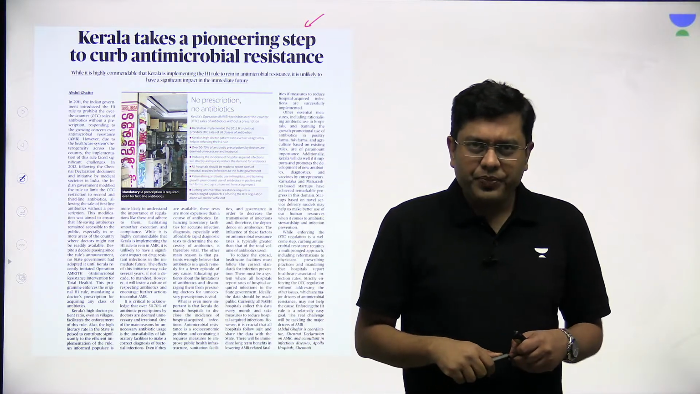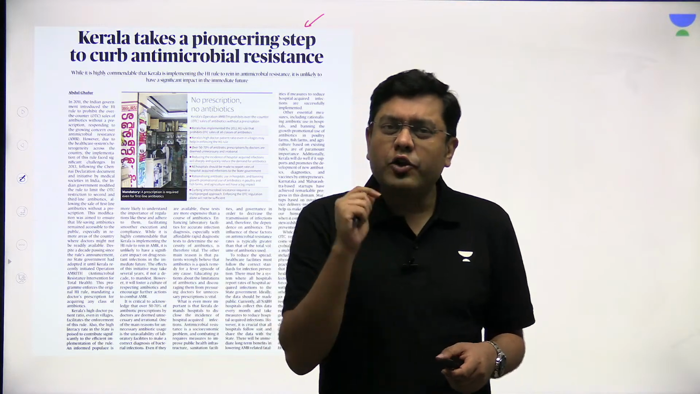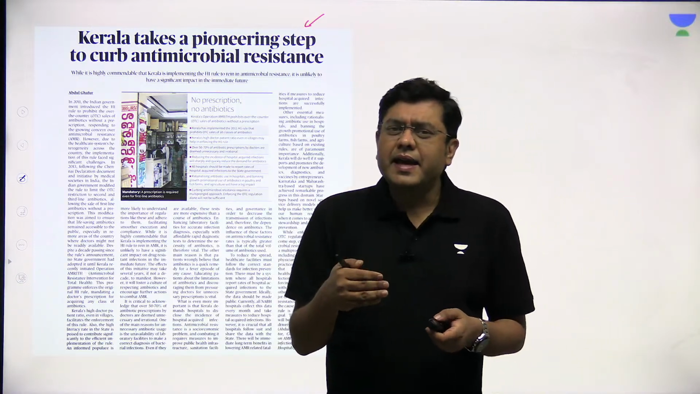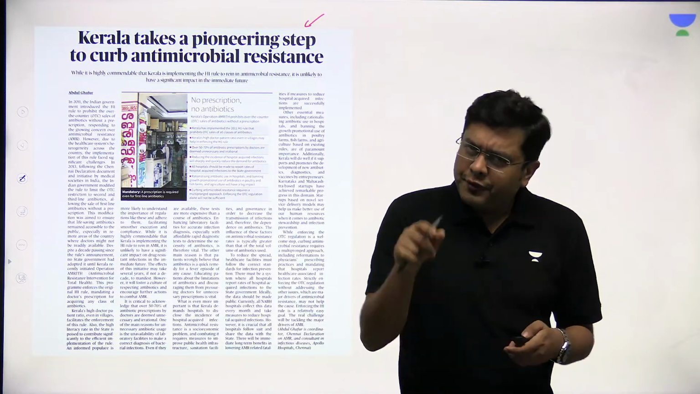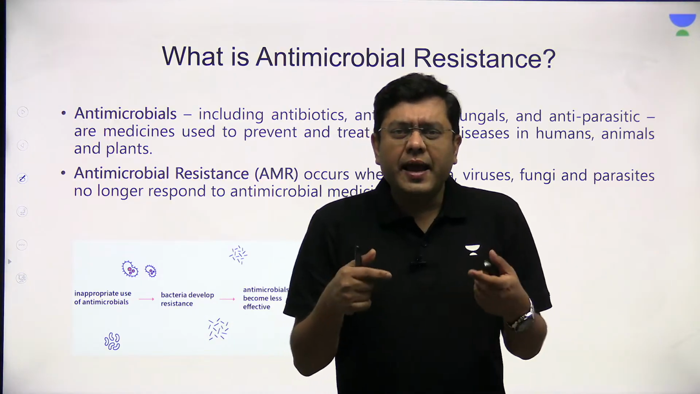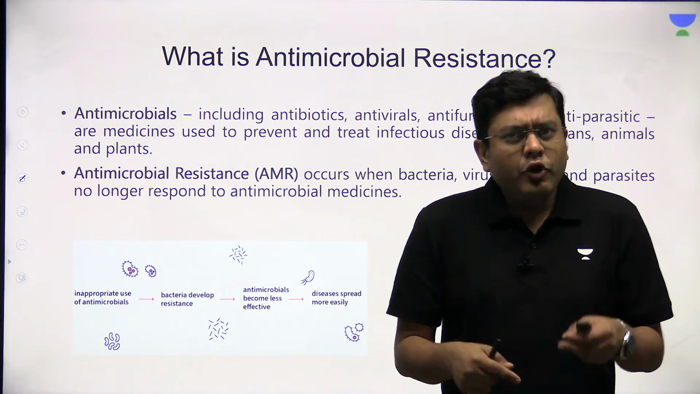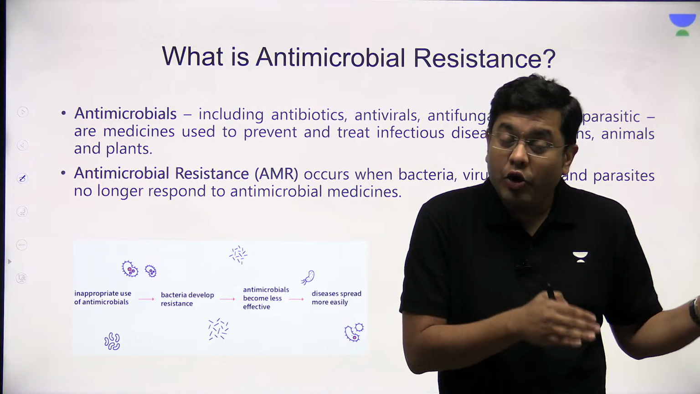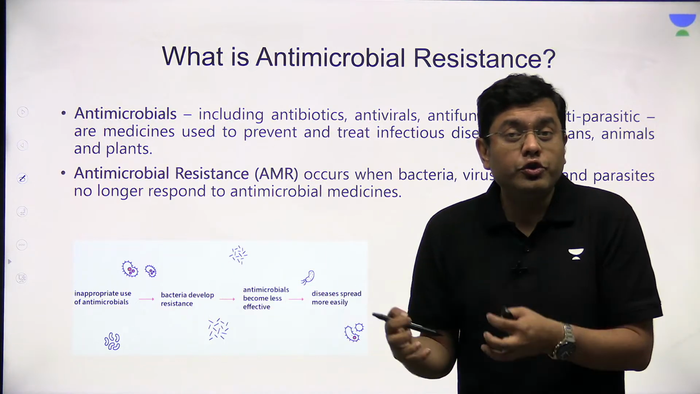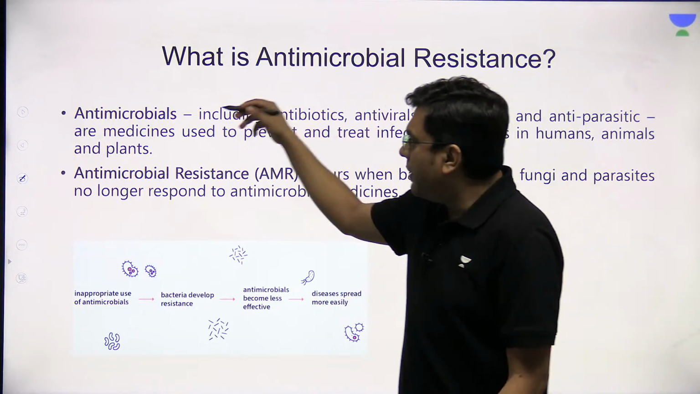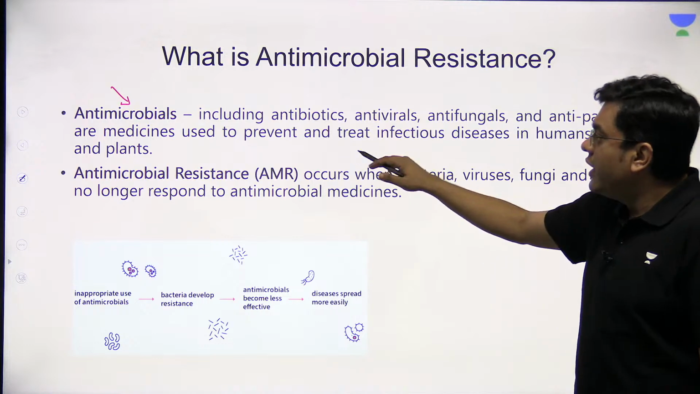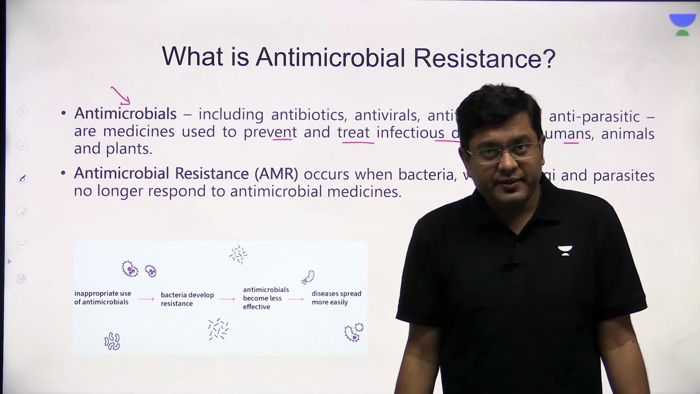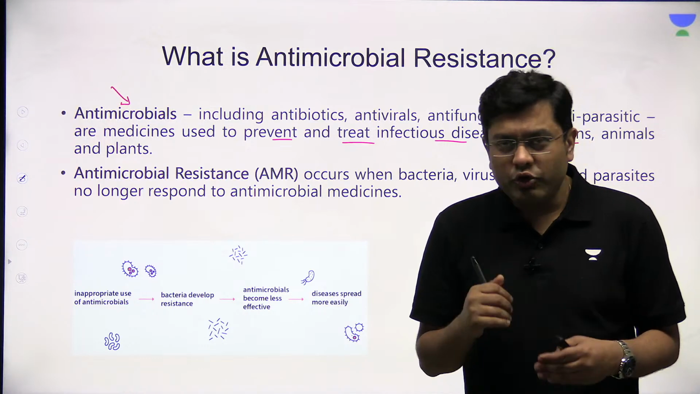Starting with the first article of the day, Kerala takes a pioneering step to curb antimicrobial resistance. Now, what do we understand by antimicrobial resistance? What do we mean by antimicrobials, first of all? And then, let us understand what it is that Kerala has done. First of all, getting to the root cause of it, what is AMR or antimicrobial resistance? Antimicrobials include the antiparasitics, antifungals, antibacterials, all those various different medicines which are used to cure infections. As per the WHO, antimicrobials are used to prevent and treat infectious diseases in humans, animals, and plants. Those are classified as antimicrobials.